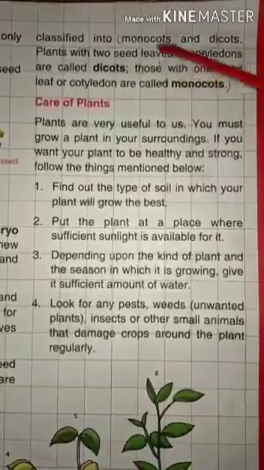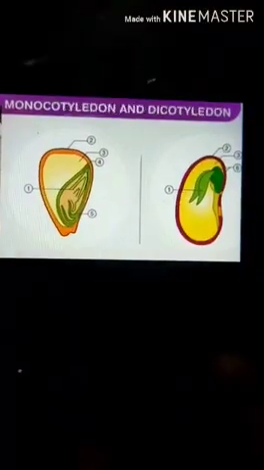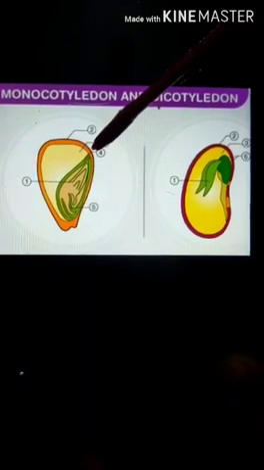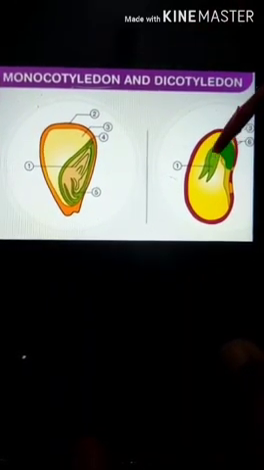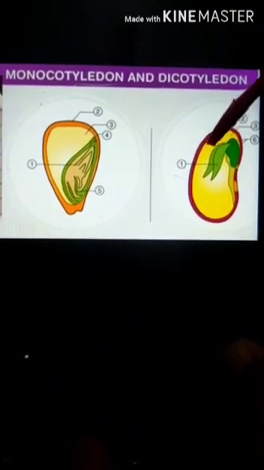Now I want to show the picture also. So see here, there is one seed leaf or cotyledon. So this is known as monocot. And see, clearly you can see there are two seed leaves or cotyledons. So this is known as dicot. This is known as monocot, one seed leaf, and there two seed leaves, so this is known as dicot.